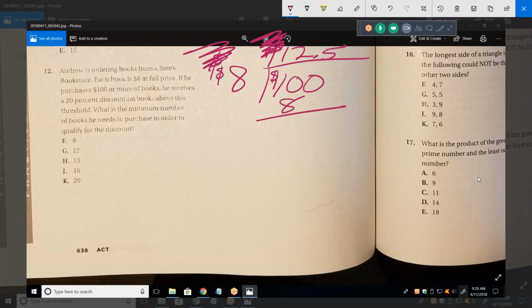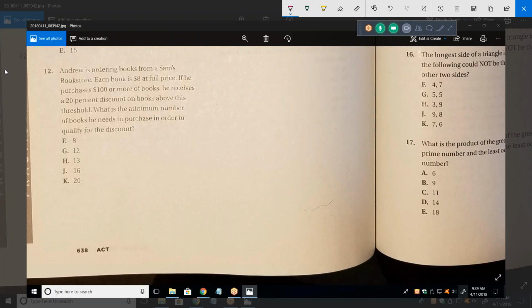It'd be 13. Correct. If you only purchased 12, you would only spend $96. You would not qualify for a bonus. Whereas if you bought 13, you'll spend slightly more. You'll spend $104, and then you'll get the bonus. Okay. That's a pretty common type problem also, in that they give you something that you can't give as a fractional answer. It has to be a whole number.